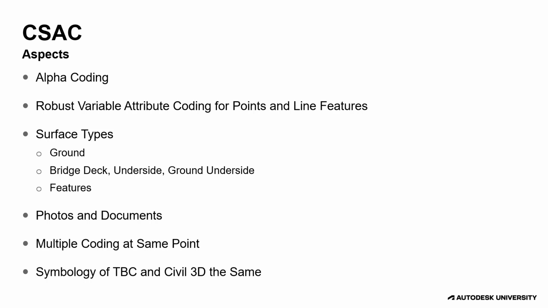And then we can tag on the data what type of surface it is going to be, what type of data the survey represents, right? Does it represent ground data that I need to add into my surface? Does it represent a bridge deck, either underside or ground underside, so I can figure out what the clearance underneath the bridge is, and then what type of features such as metal beam guardrail, signs, and other roadside attributes or objects that I might want to collect during the survey process.